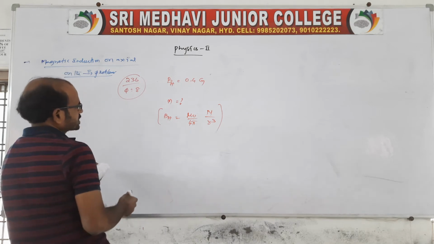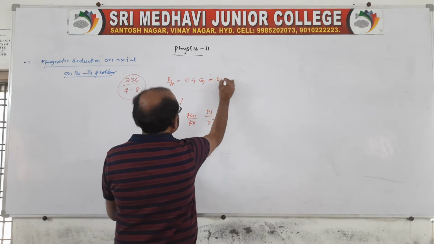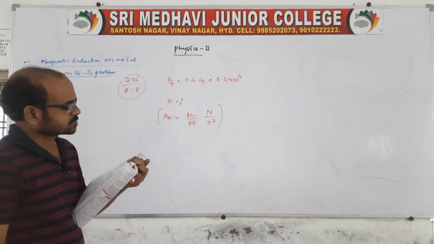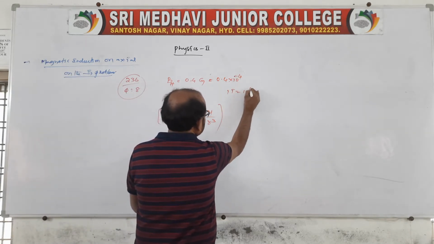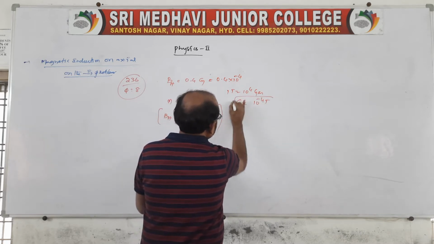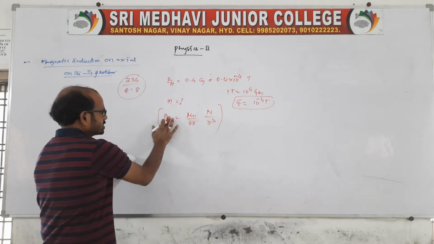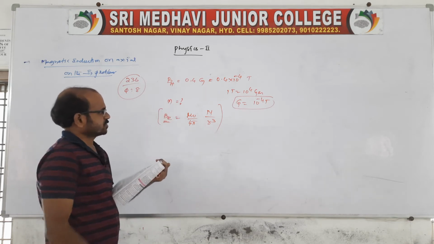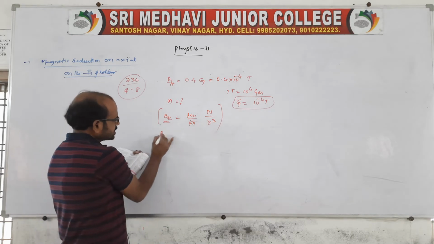Capital M is asked, but the field is given in Gauss. 1 Tesla is equal to 10 power 4 Gauss, so we need to convert: 1 Gauss is equal to 10 power minus 4 Tesla. So we should take it in Tesla. This is the equatorial plane formula, and I'll tell you the derivation in the next class. Unfortunately the question came up, so we are doing it here, no problem.